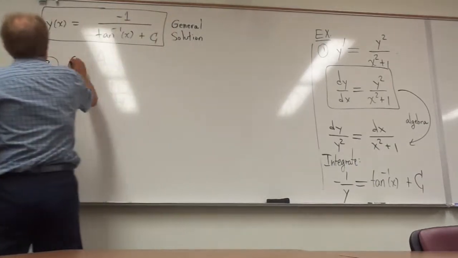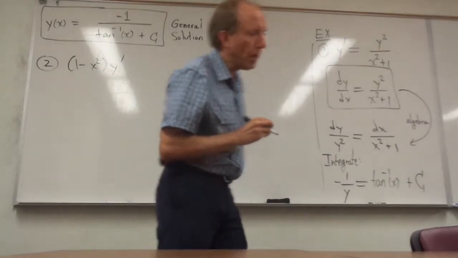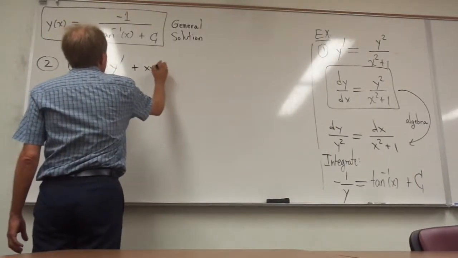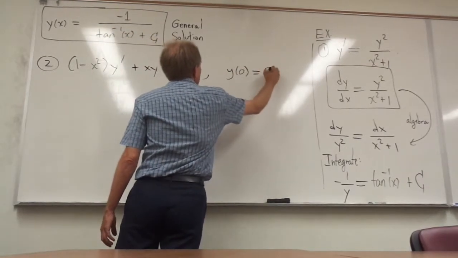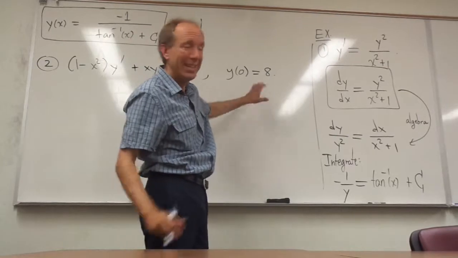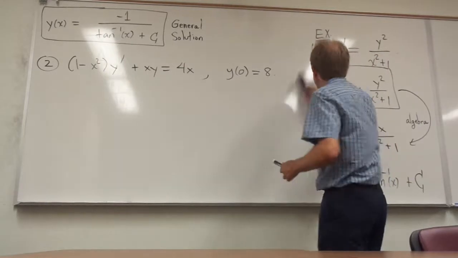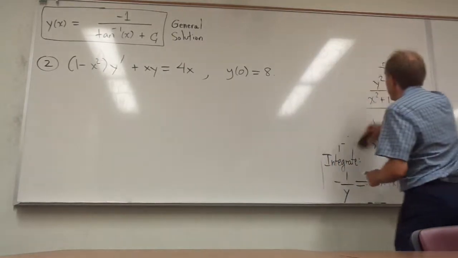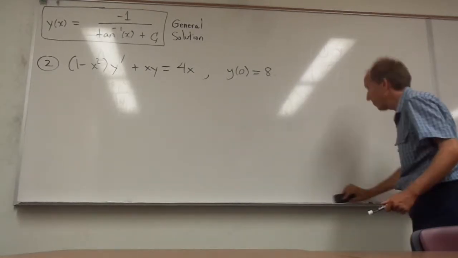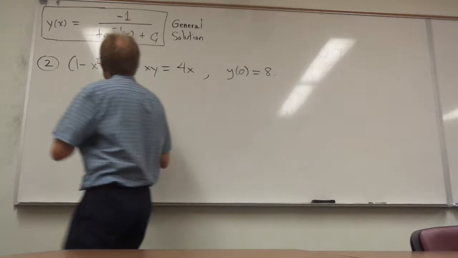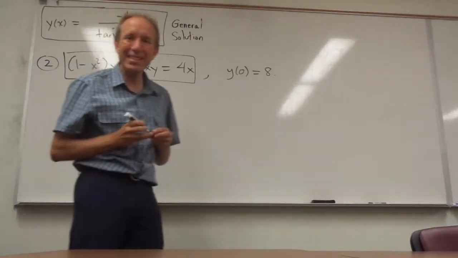(1 minus x squared) times y prime, and then plus xy equals 4x. And this time, I'm going to attach an initial condition. Now, if you have an initial condition, you don't need to use that initial condition until the very end of the problem. So we're going to set aside the initial condition for now and focus on just solving the differential equation.